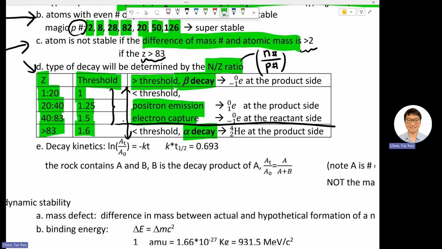Those are 4 groups, right? Threshold-wise it is 1, 1.25, 1.5, and 1.6. Very easy to memorize, right? So if you calculate your N to Z ratio for the assigned nuclei, and it is larger than the threshold, then all you have will be beta decay. If it is smaller than the threshold, for groups 1 to 3, you are going to have positron emission or electron capture. If it's larger than 83, then you have alpha decay. Those are the possibilities. All right, so let's practice this.